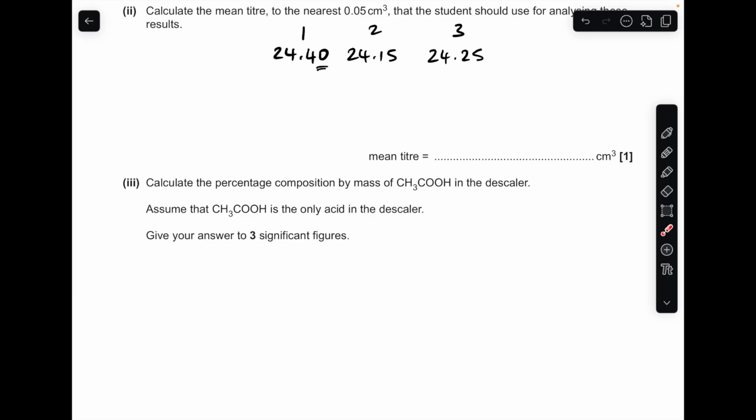Next part, we've got to calculate the mean titer to the nearest 0.05 cm cubed that we're going to use for the analysis of the results. So there's the three titers again, and we're looking now for the concordant results. So we're looking for results that are within 0.1 cm cubed of each other. So you can see 2 and 3 are concordant. So we're going to have to ignore result number 1. So that means the mean titer is 24.20. Do not forget the 0.